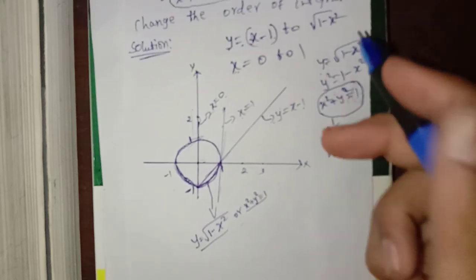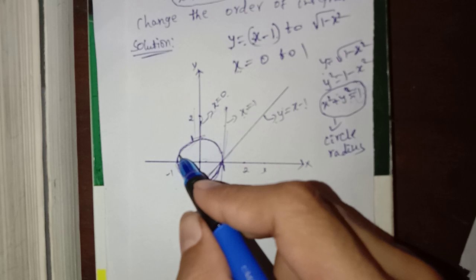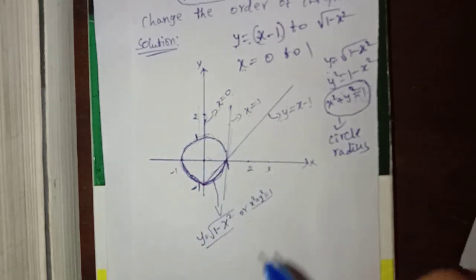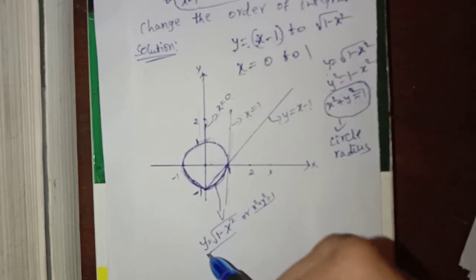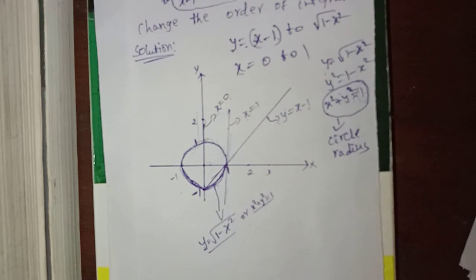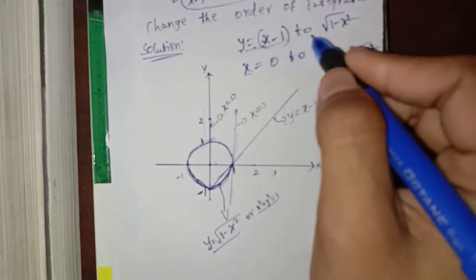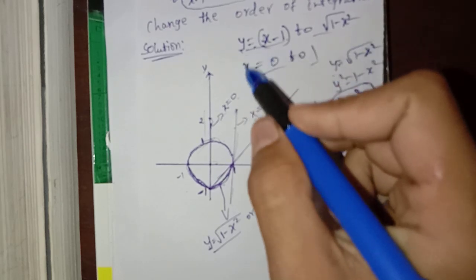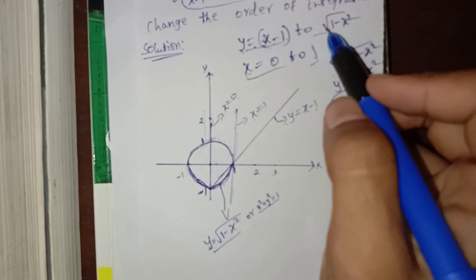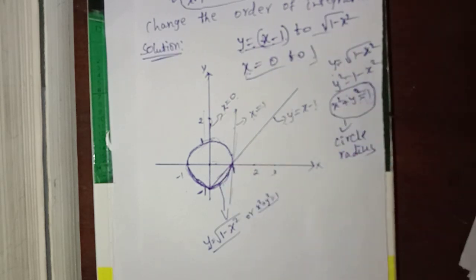We can check it by putting values on x and taking points on the y axis. We get the same curve. This is the circle of y is equal to root of 1 minus x square. Now the region is bounded by these four equations: x is equal to 0, x is equal to 1, y is equal to x minus 1, and y is equal to root of 1 minus x square.